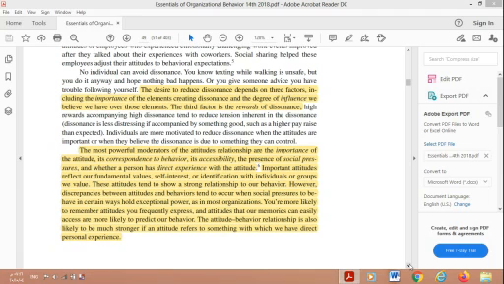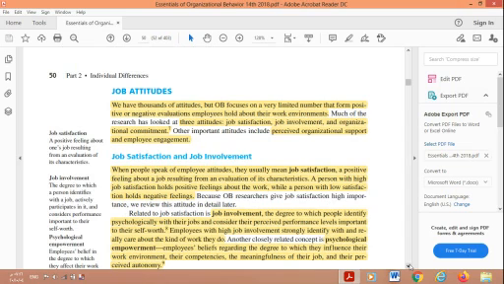So once we talk about organizational behavior, we have to focus on the attitudes related to the job, which is called job attitude, that relates to performance. We have thousands of attitudes, but organizational behavior focuses on a very limited number that form a positive or negative evaluation employees hold about their job or their work environment.